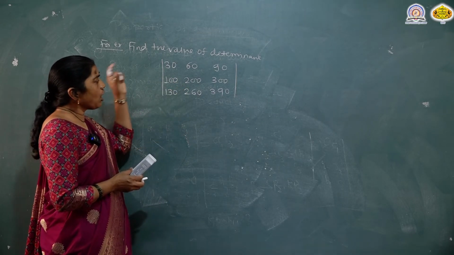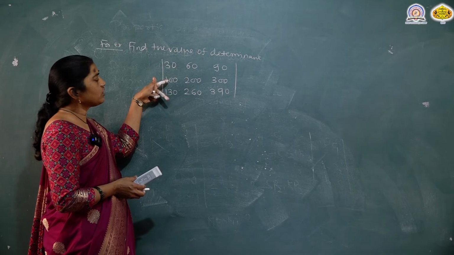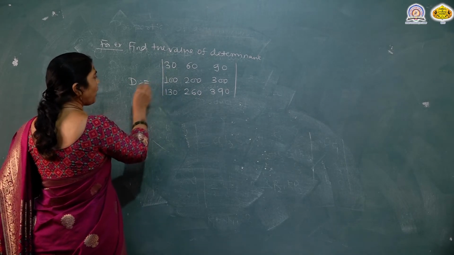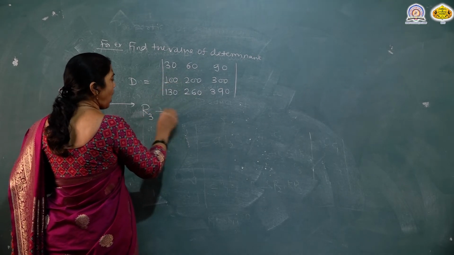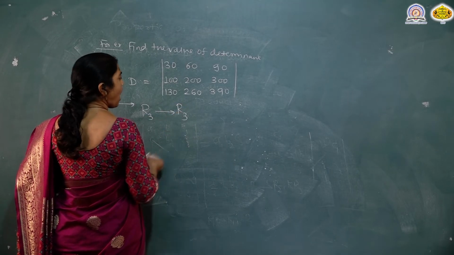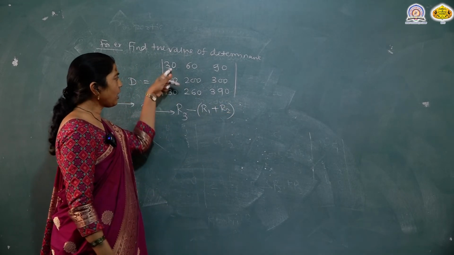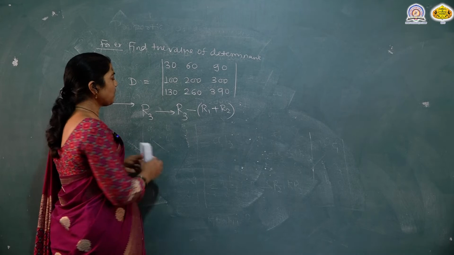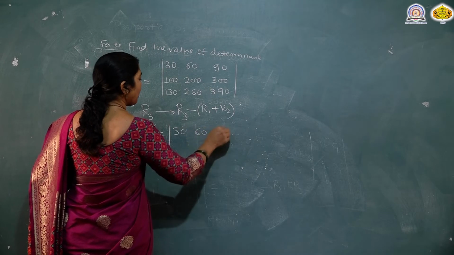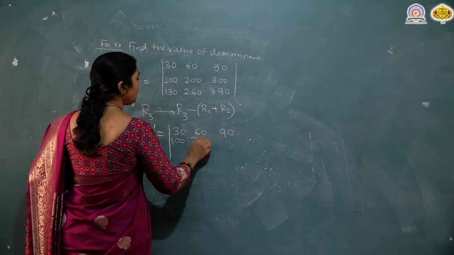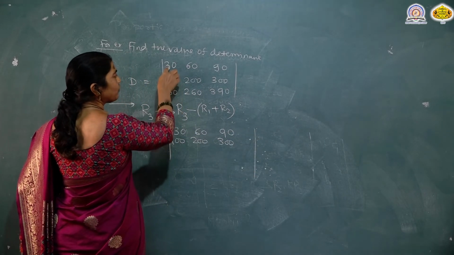But if we have keen observation, the third row is addition of first and second. So, if I want to find the value of determinant, I will do the operation. I will change R3 to R3 minus R1 plus R2. So, I will add R1 and R2 and subtract it from third. That is my third row. So, what is D dash? It becomes 30, 60, 90, 100, 200, 300, and from R3, I am subtracting the addition of first and second.